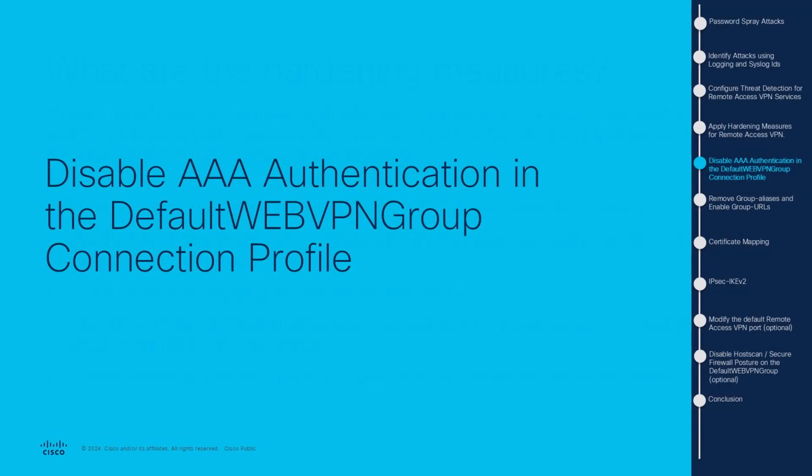Disable AAA authentication in the default web VPN group and configure certificate authentication. This avoids a possible brute force attack against the local database or AAA server. We're going to start with the default web VPN group measure.